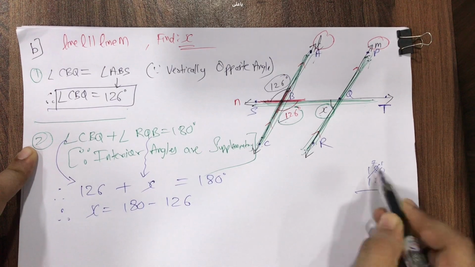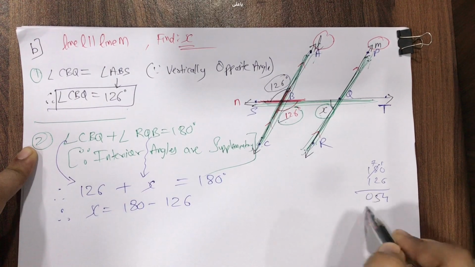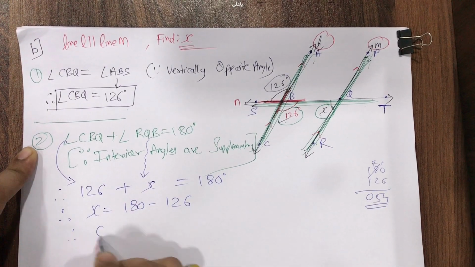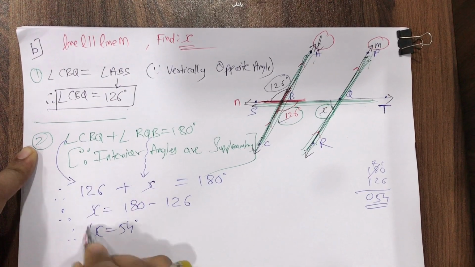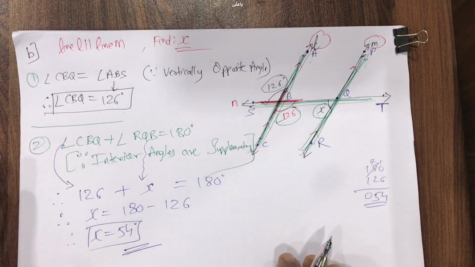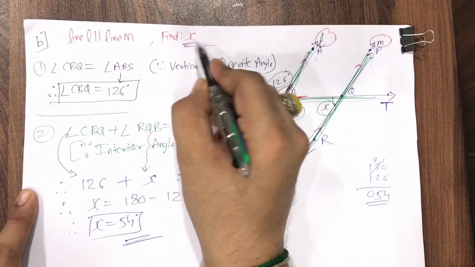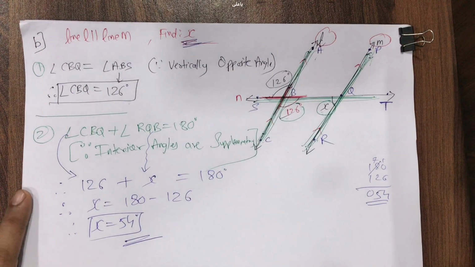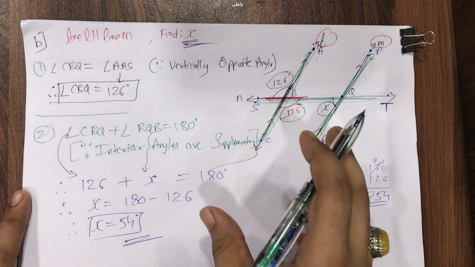10 minus 6 is 4, 7 minus 2 is 5. So therefore X is equal to 54 degree. And here they have not asked us any specific angle, they have just asked the value of X. So X is equal to 54 degree, students. Drawing of diagram is compulsory.